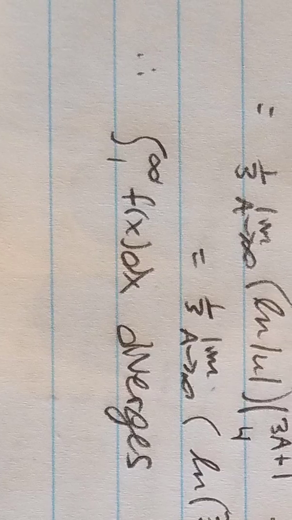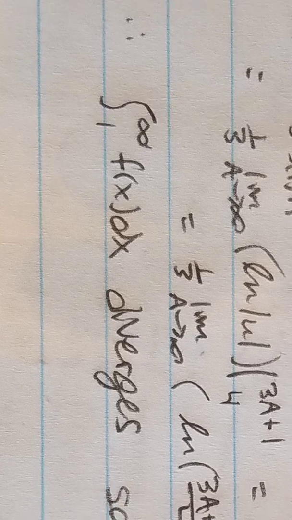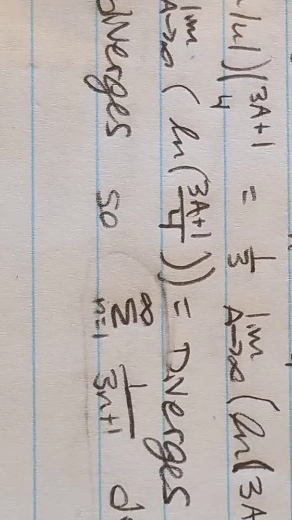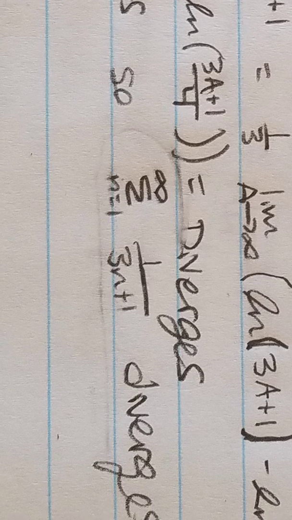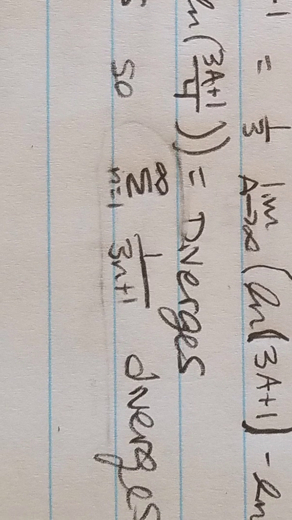So therefore, you should always give a conclusion. You shouldn't just say diverges. You should give a proper conclusion at the end. The integral from 1 to infinity of f of x dx diverges. So the summation from n equals 1 to infinity of 1 over 3n plus 1 diverges by the integral test.